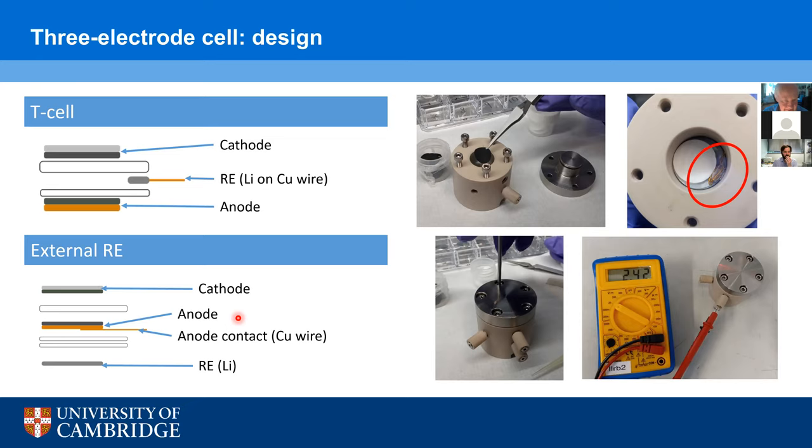So the photos on this slide show what it was like to assemble the cell ergonomically inside the glove box where there's quite limited dexterity. But in terms of the difficulty, it was very similar to assembling a standard coin cell. And then in the bottom right, you can just see the first cell that was assembled, and it had a non-zero open circuit potential, which indicated that it was working okay.